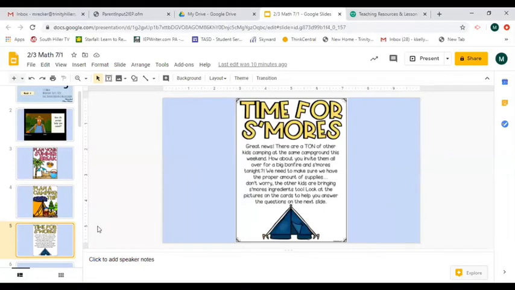It's time for s'mores. Great news, there are a ton of other kids camping at the same campground this weekend. How about you invite them all over for a big bonfire and s'mores tonight? We need to make sure we have the proper amount of supplies. Don't worry, the other kids are bringing s'mores ingredients too. Look at the pictures on the cards to help you answer the questions on the next slide.